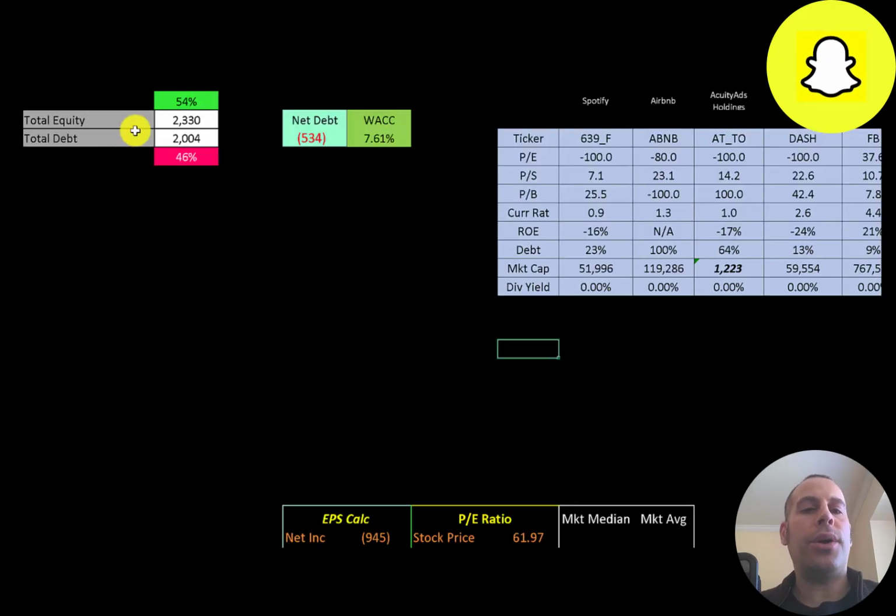Let's look at the capital structure. $2.3 billion of equity, $2 billion of debt. So they're 54% equity, 46% debt. And they could pay off all the debt with the cash on their balance sheet and still have $500 million of cash left over. Their WACC is 7.5%, and that's the discount rate we're going to apply to the future cash flows.